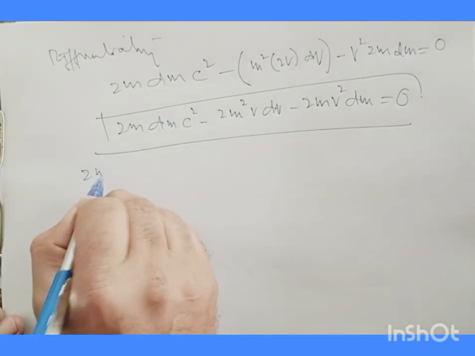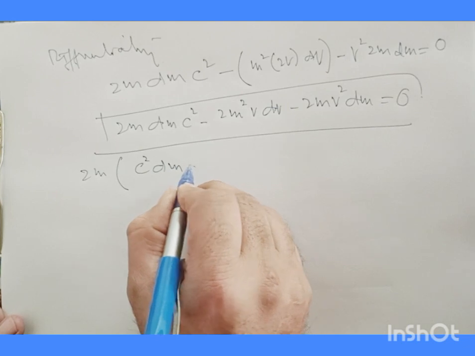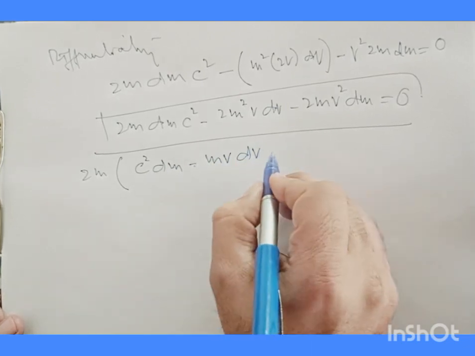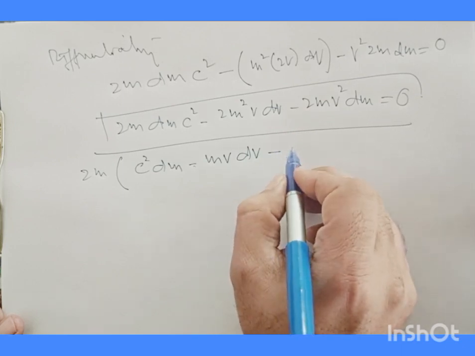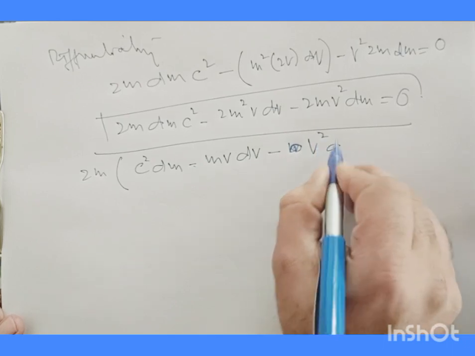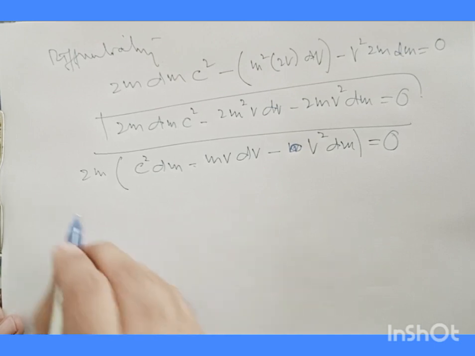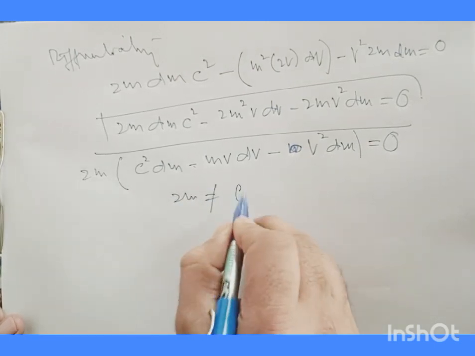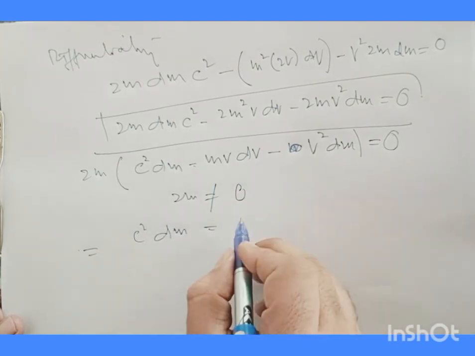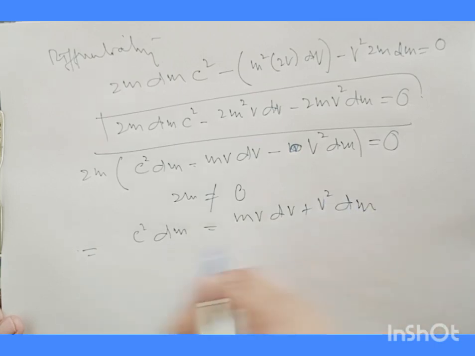Now we can have 2m common in all. So what I'll have is c square dm minus m v dv, then minus v square dm is equal to 0. This is how it should look. And we know that this 2m is not equal to 0. Then this c square dm, let us transfer them, is m v dv plus v square dm.